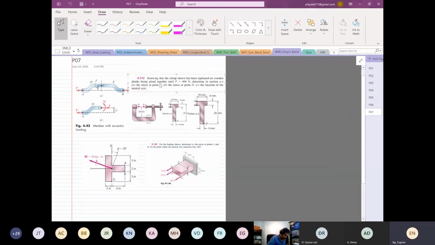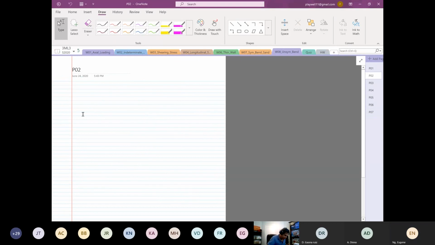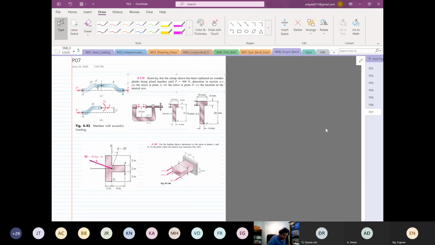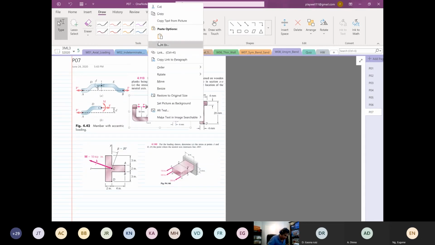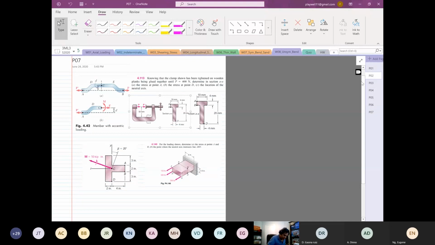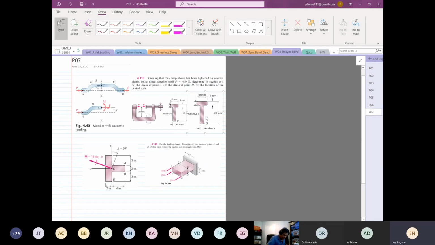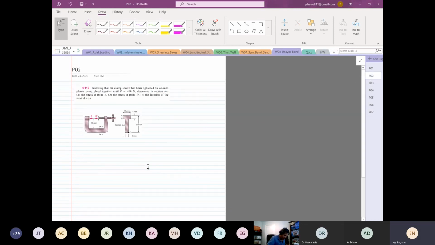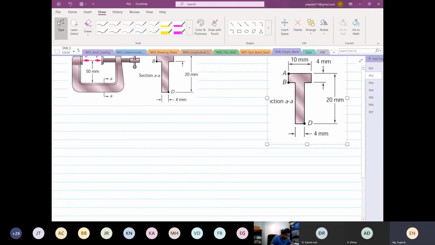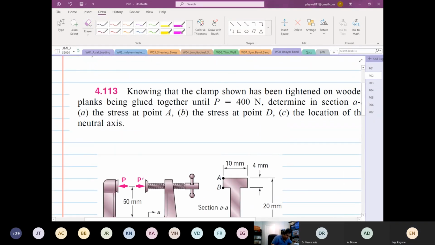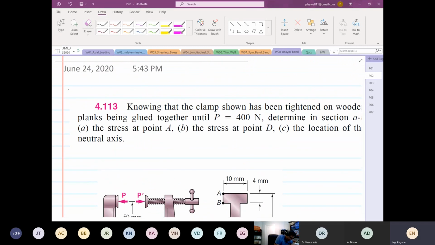So we're going to do this example. I'm going to copy the figure, and I'll need another one. Now you can get all these images on Avenue to Learn. I've uploaded them on Avenue. So let's look at example number 1.